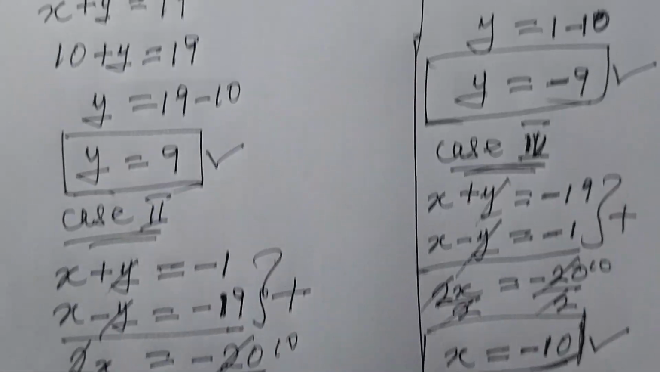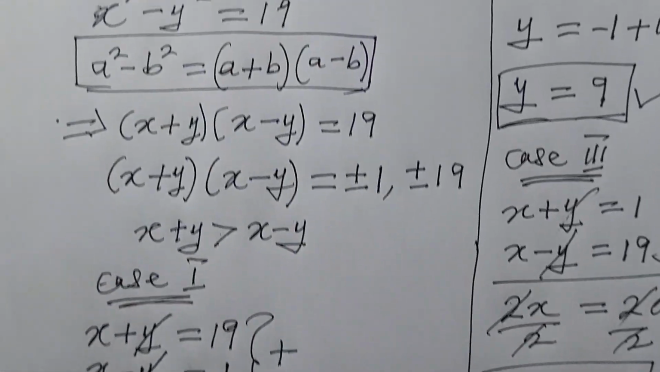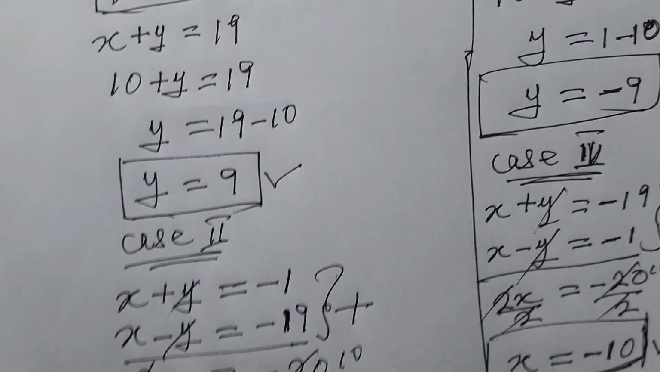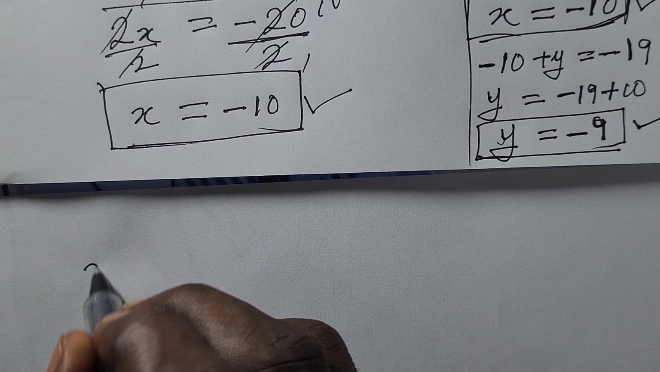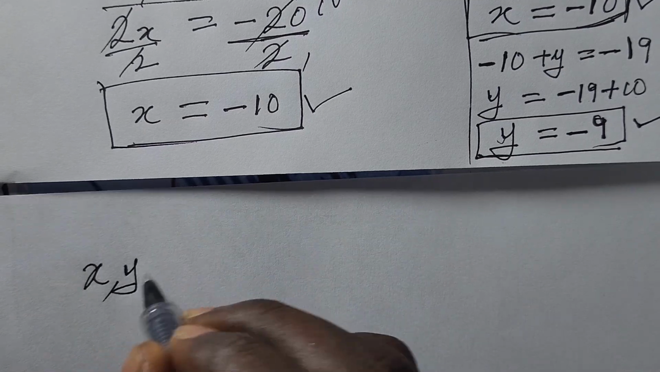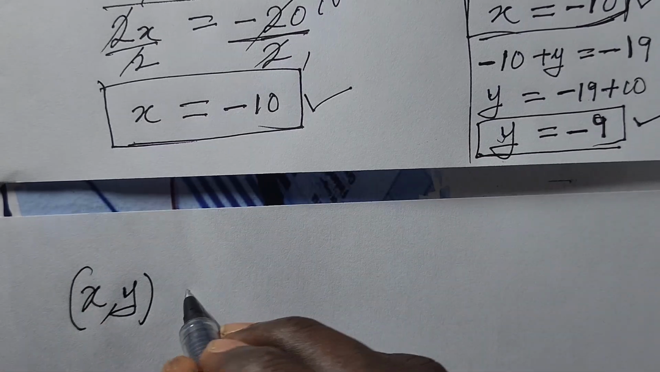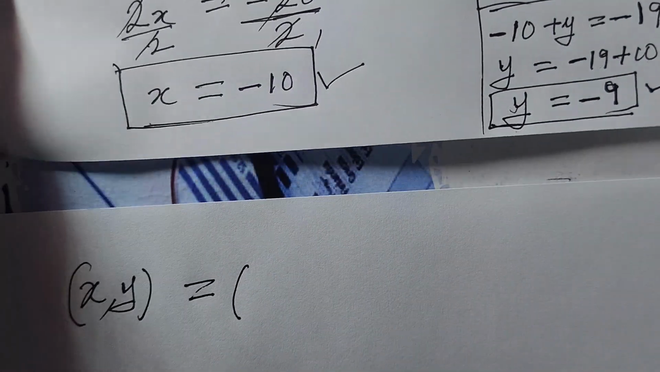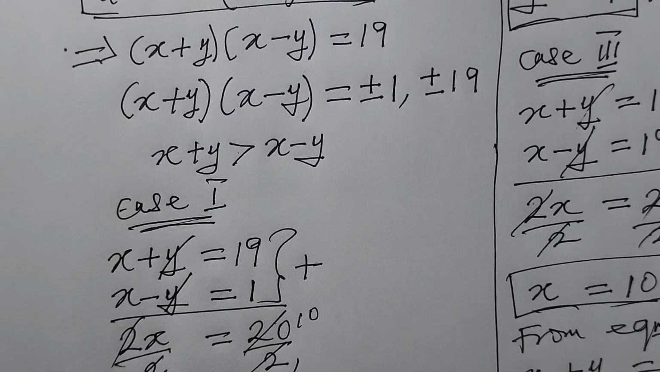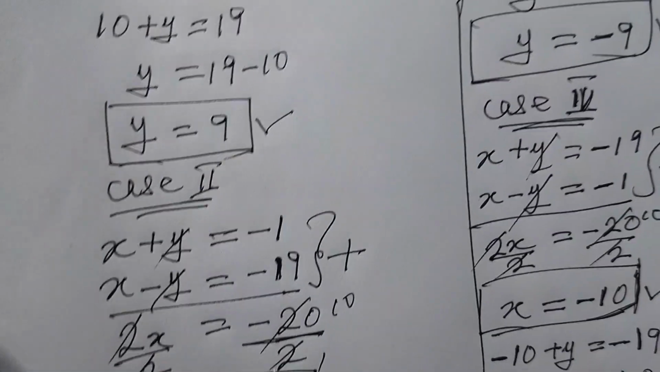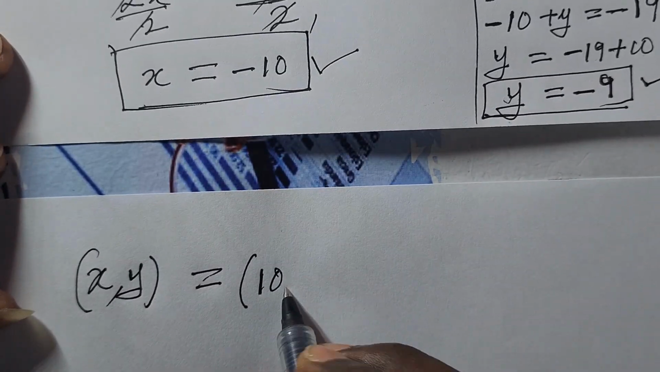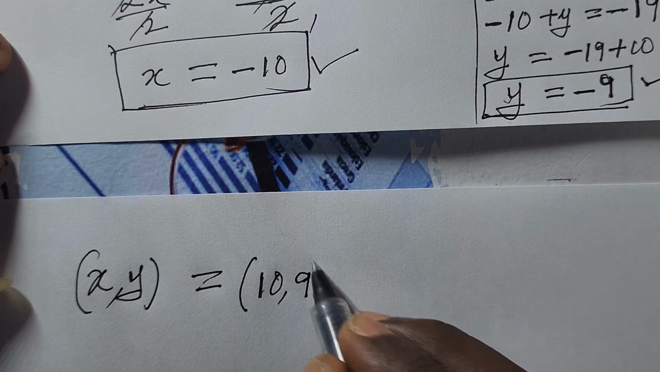So we have four pairs of solutions to this challenge here. Let's go ahead and bring out all the four pairs of solutions. We have our x, y equal to, first one, x is 10, and y is 9. So we have here (10, 9).